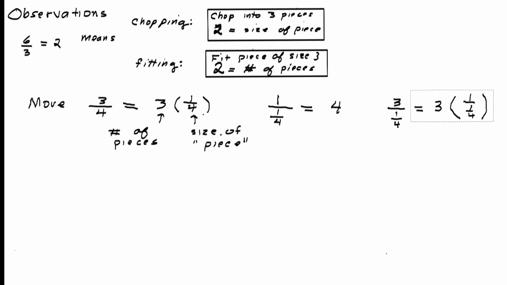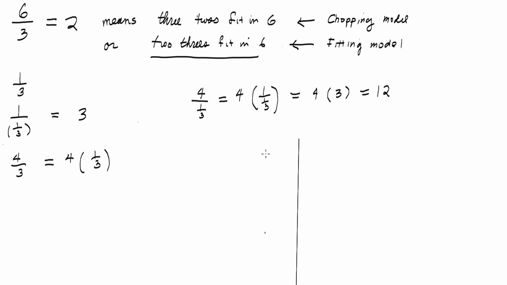Similarly, 3 divided by 1/4 is 3 times the quantity 1 divided by 1/4. The 1 divided by 1/4 becomes 4, so we get 3 times 4, or 12. The fitting model provides immediate insight as to why dividing by 0 is not going to work.